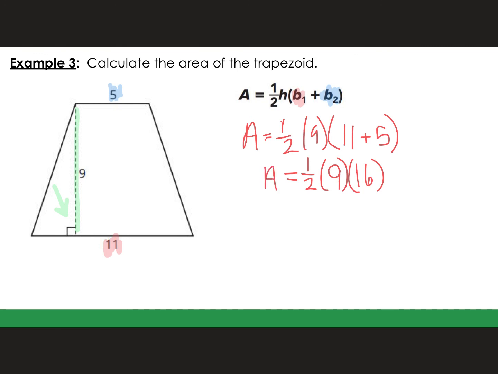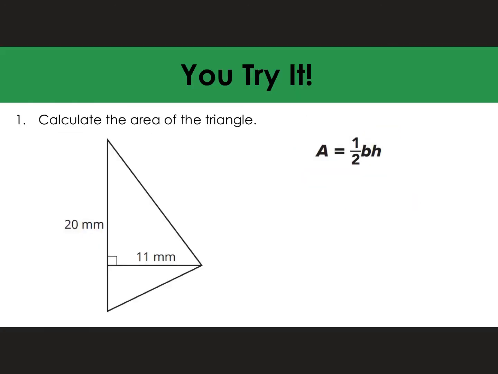So I have 1/2 times 9 times 16, so I can multiply in any order now. That would be 72 equals my area, and I will also need units on this, and I don't have any, so I would indicate that by saying units squared. Still an area, even though it's a different shape, so it would still be units squared. You try it.